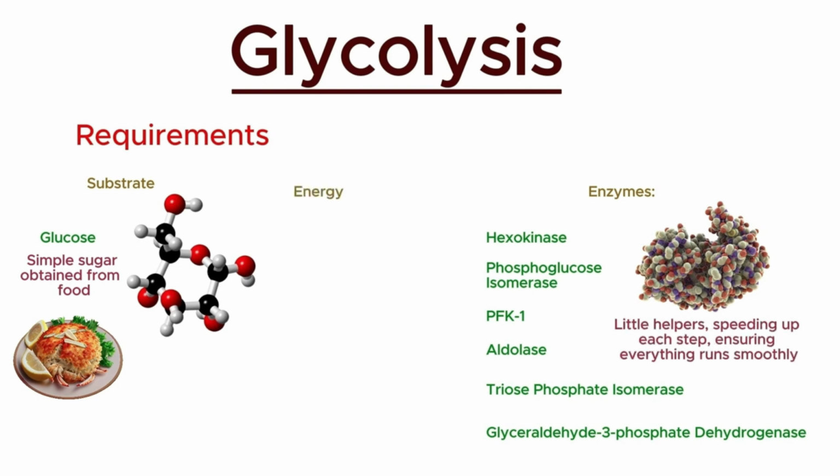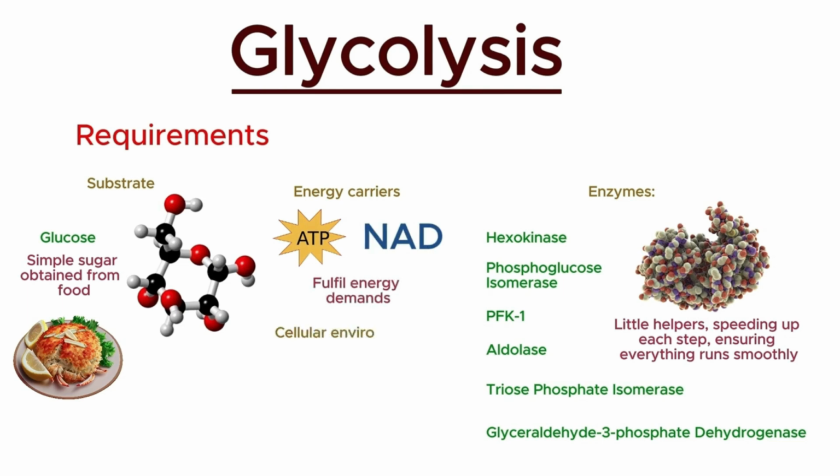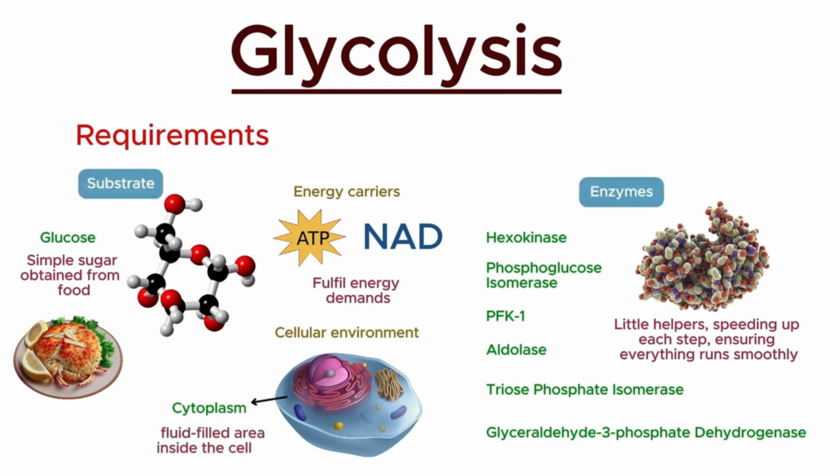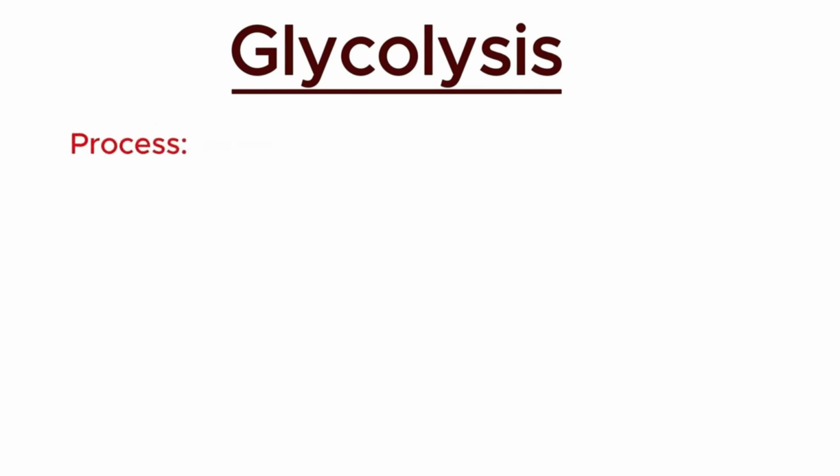We also need energy carriers. These molecules, like ATP and NAD, are essential for providing the energy needed to drive the reactions forward. And of course, all of this takes place within the cell. Specifically, glycolysis happens in the cytoplasm, which is the fluid-filled area inside the cell. So, to recap, for glycolysis to occur, we need glucose, enzymes, energy carriers, and the cytoplasm of the cell. Now, let's move towards the process.